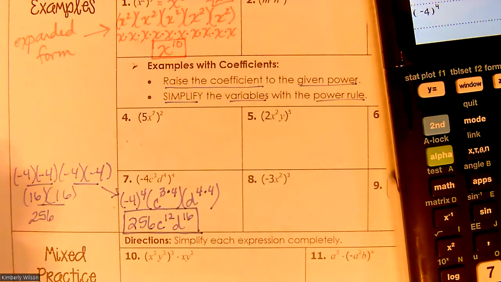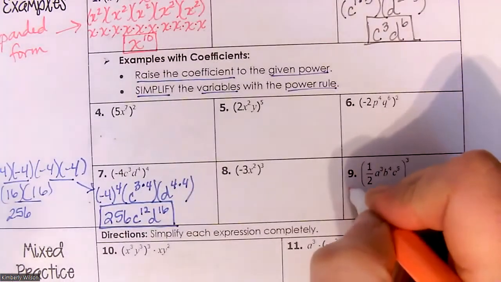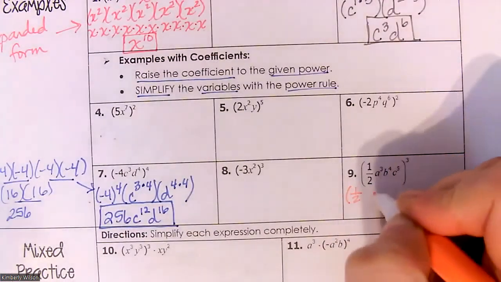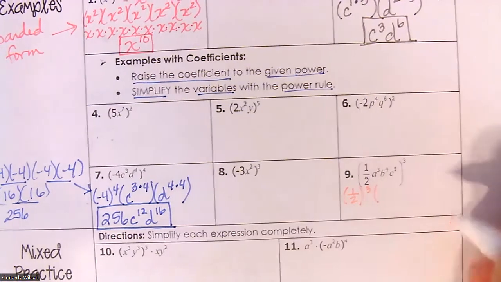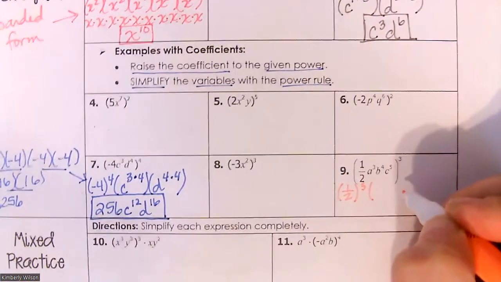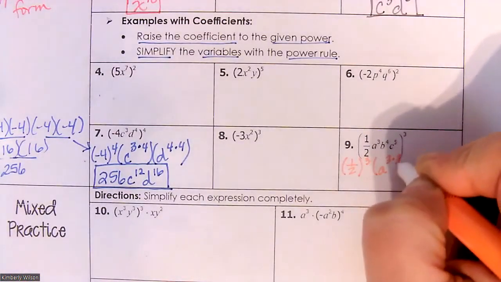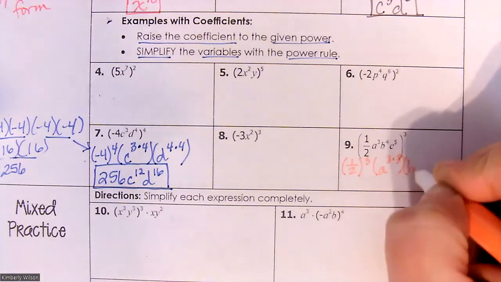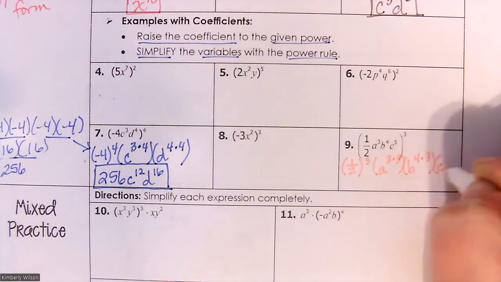Okay. Here we go. We're just going to go through some examples here, okay? All right, we're working number 9, 1/2 raised to the 3rd. Then we have a to the 3 times 3, b to the 4 times 3, c to the 5 times 3.